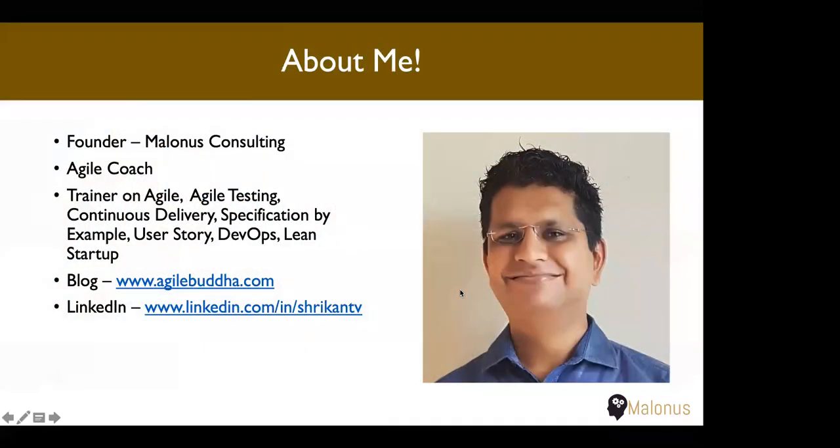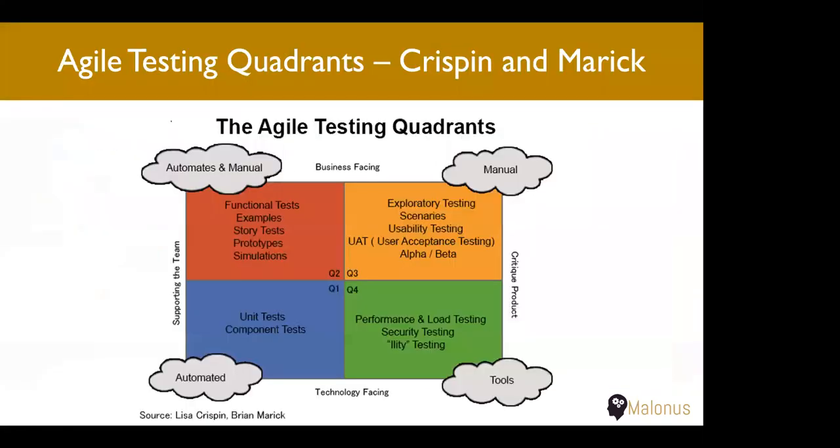So a little bit about me. I am Shrikant Vasisht, and I have been on the jalpur.com for quite some time. I have been focusing on agile testing, continuous delivery, specification, for example user story, DevOps, lean startup, all these practices from the agile world.